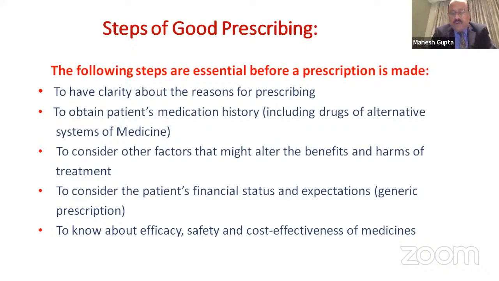We need to consider other host factors which may alter benefits and harms, because our main aim is that the benefit has to be absolutely much more than the harm which we can cause. So we need to work on what is known as the principle of non-maleficence, primum non nocere. First, do no harm. That is very, very important. That is the basic thing which was said by Hippocrates, the oath of which you always take after completing your MBBS: primum non nocere, first do no harm. Consider the patient's financial status and expectations, and know about the efficacy, safety, and cost effectiveness of the medicine which you intend to use. Next one, please.